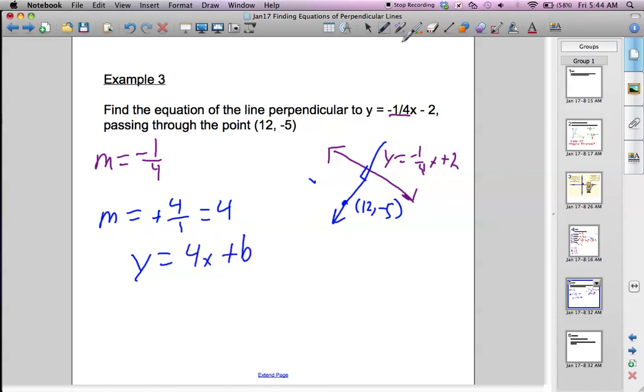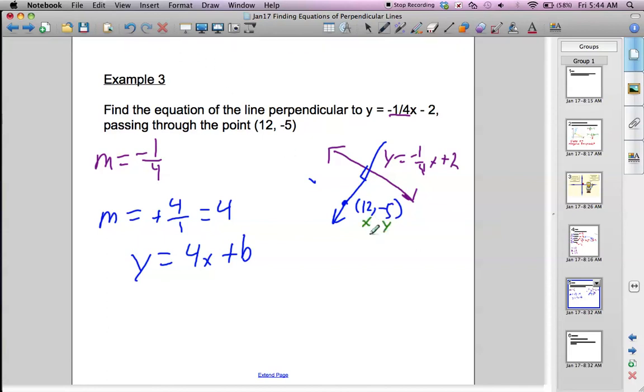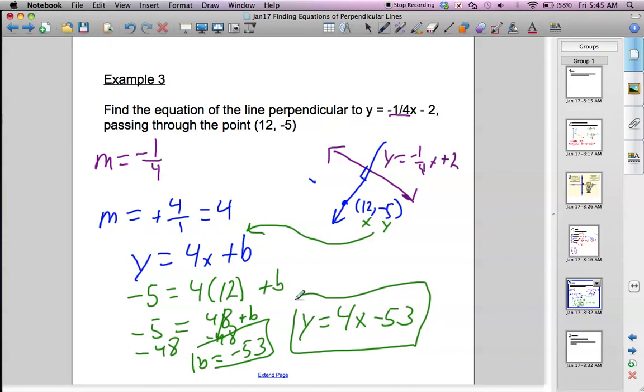We don't know the y-intercept yet. But as we've done many times before, we're going to take the x and y from that point and substitute it into the equation. We get negative 5 equals 4 times 12 plus b. And we're going to have negative 5 equals 48 plus b. I'm going to subtract 48 from both sides of the equation. We get b equals negative 53. And the equation of the line now, we have the y-intercept. It's going to be y equals 4x minus 53. Alright.